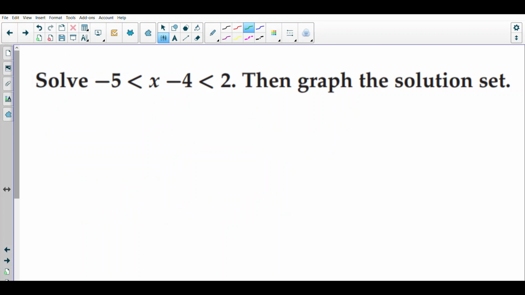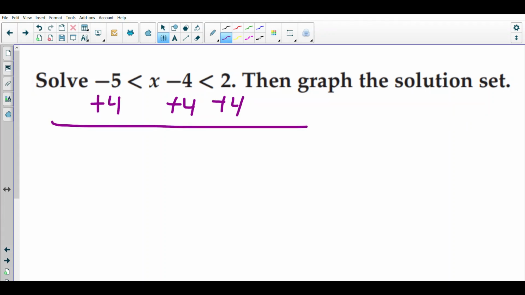All right, so now I showed how this problem was combined, so now let's solve. Solve -5 is less than x minus 4, which is less than 2. What's great about a situation like this, just like an inequality or an equation, is that what you do to one side, you do to the other. Now there are 3 sides, so what you do to one side, you do to all the sides. So if I add 4 here, I need to add 4 here, and I also need to add 4 here on all 3 sides. So I get -1 is less than x, which is less than 2. Sorry, 6. I forgot to add my 4.